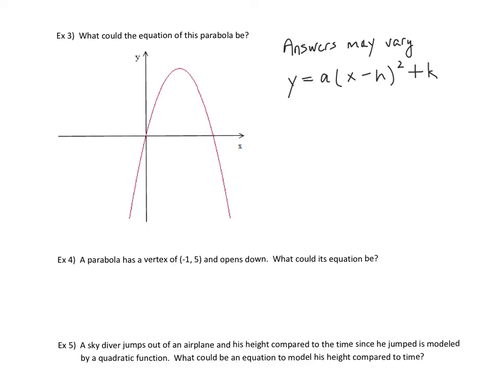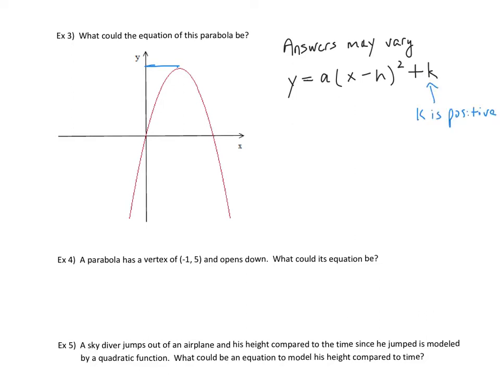Okay, question number 3, what could the equation of this parabola be? There are lots of different possibilities. So I did put answers may vary because that's usually what a textbook would say, but I want to clarify or quantify that. In terms of values, I know that the y-coordinate of the vertex would have to be a positive value, so my k here has to be positive.